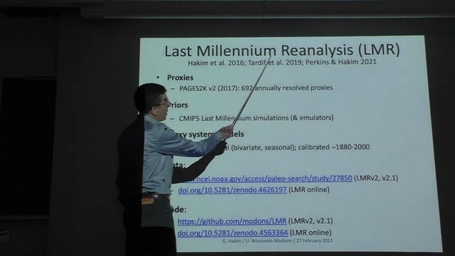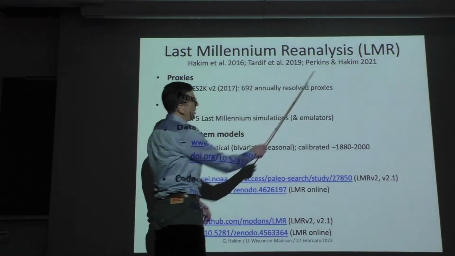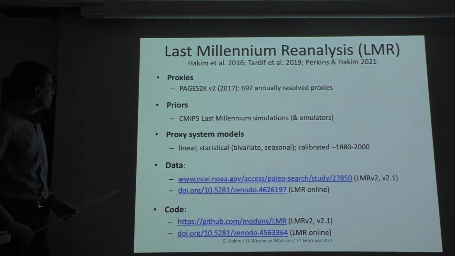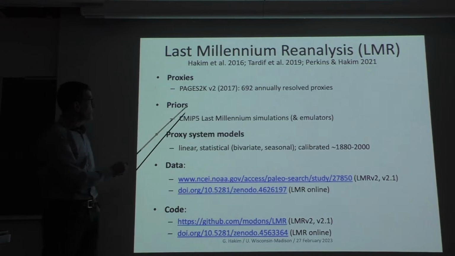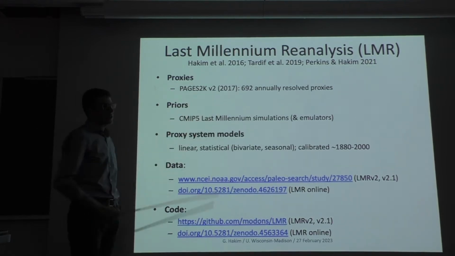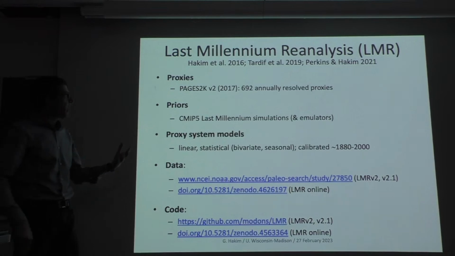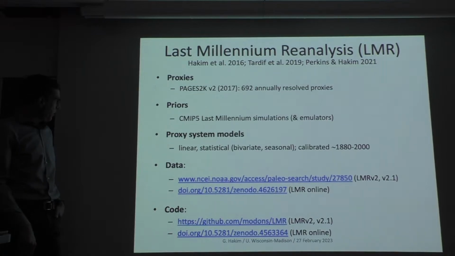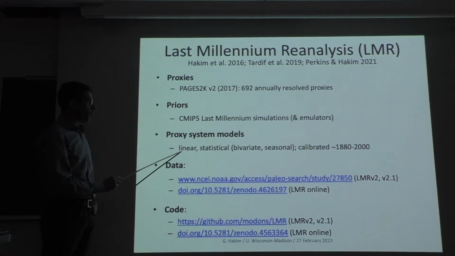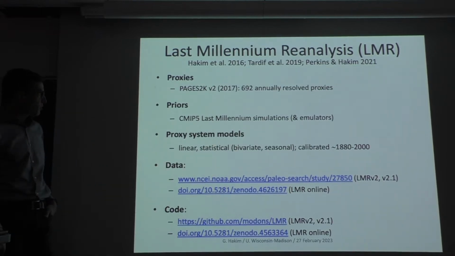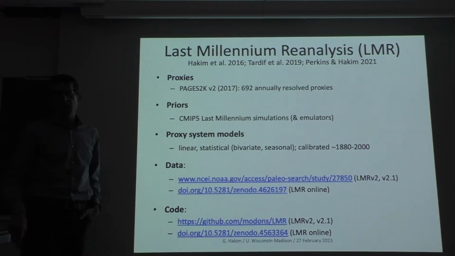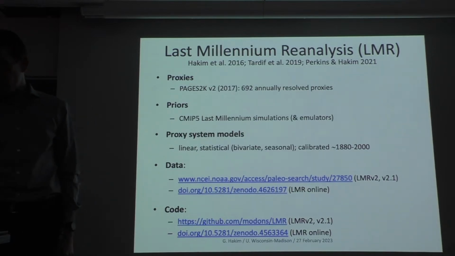We had the prototype, the update to that using an updated proxy database, and then online just a couple of years ago. The essential components of the proxies come from a community-curated database called the PAGES 2K. This is basically 700 records. We augmented that in the 2019 study with a much larger tree ring database. Proxy system models are still relatively crude. We have bivariate seasonal modeling of the tree ring records, but for the most part, this is linear statistical modeling. And both the data and the code for the LMR are all freely available publicly.